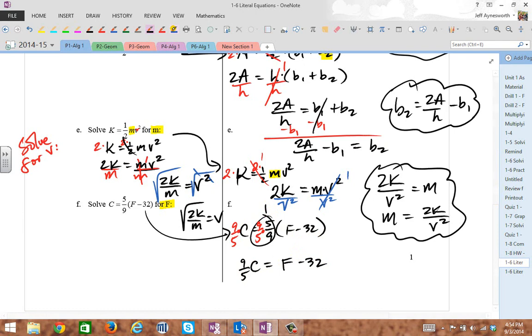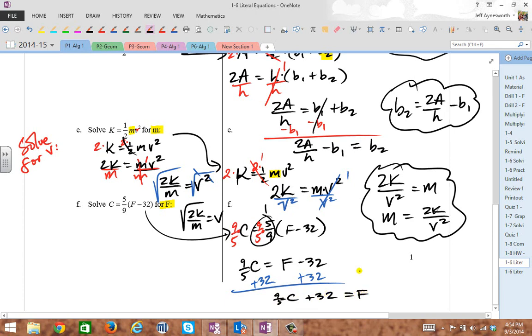Now to solve for F, it's easy now. All you have to do is add 32 to both sides and you're done. Make it look easy because it is. As long as you understand the inverses. So 9/5 times C plus 32 is equal to F, because these cancel out, right? Or F equals 9/5 times Celsius plus 32. That's how typically most people write it. Okay, and that's how the game is played.